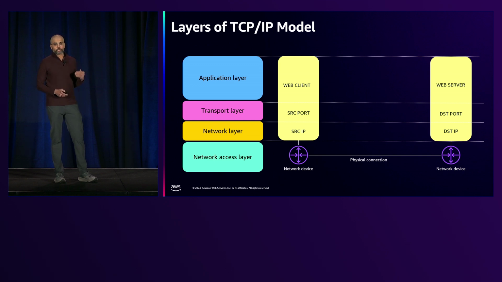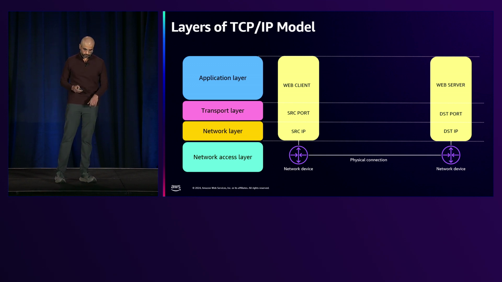Above that, we have the transport layer, where packets are transmitted between sender and receiver based on protocol, TCP or UDP. This particular layer has awareness of connections, flows. In addition to that, it has port awareness. And then up top, we have the application layer, which is the request-response layer.